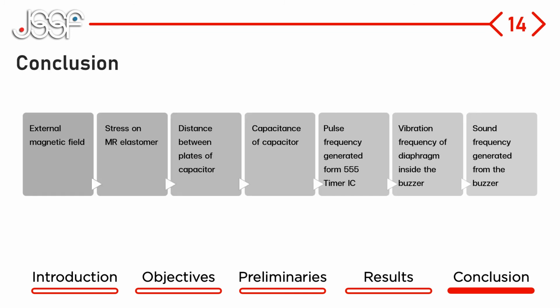To conclude, the sound frequency generated is indicated by the pulse frequency acquired from the 555 timer IC. The applied external magnetic field creates stress in the magnetorheological or MR elastomer located between the flat plate capacitor and thickens or thins the distance between the plates, which respectively changes the capacitance of the capacitor. The change of capacitance will affect the pulse frequency. Finally, the result is shown in the change of sound frequency generated.